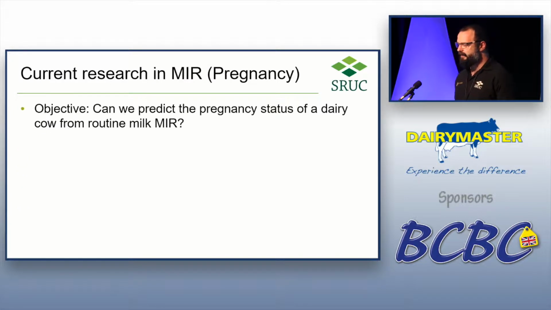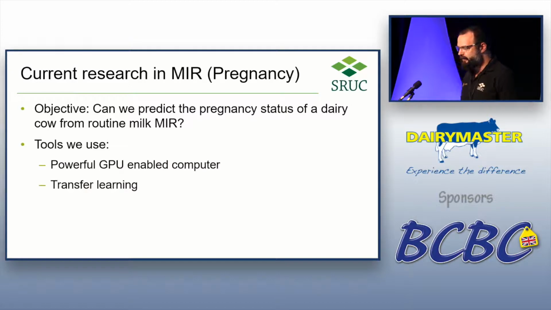So we decided on pregnancy, and our objective was, can we predict the pregnancy status of a dairy cow from this routine milk MIR? Now, it's important to note at this point that our goal is not to do a pregnancy diagnosis on a cow. Our overall goal is rather to know when a cow is pregnant and monitor that cow, and make sure while she's doing routine milk recording, is she still pregnant? Is this a viable pregnancy, so you don't get to the end of the lactation, you dry off and you realize the cow is not pregnant.